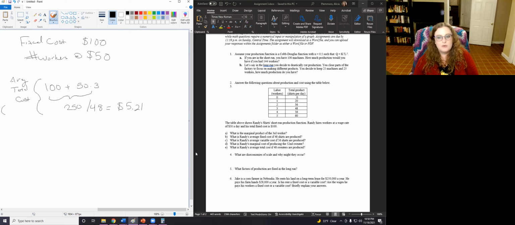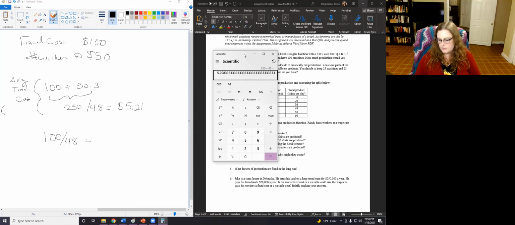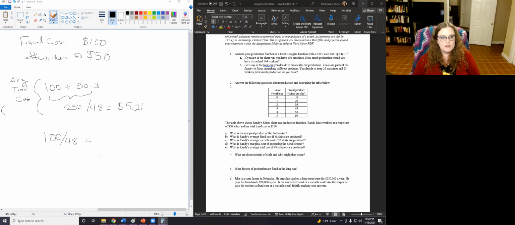All right, now let's do what the question actually says and look at Randy's fixed cost. So the fixed cost is just that $100 divided by 48. That comes out to a much more reasonable number of $2.08. All right, yeah, 2.08. All right. What is Randy's average variable cost if 56 shirts are produced?